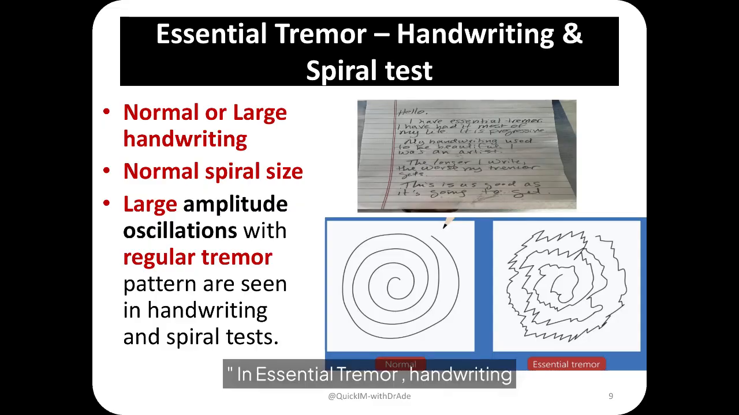In essential tremor, handwriting is usually normal or large, but the tremor is rhythmic and high in amplitude. On the spiral test, you'll see wide, smooth oscillations that are consistent across the drawing. The spiral size is usually normal. This contrasts with the patterns seen in Parkinson's disease.